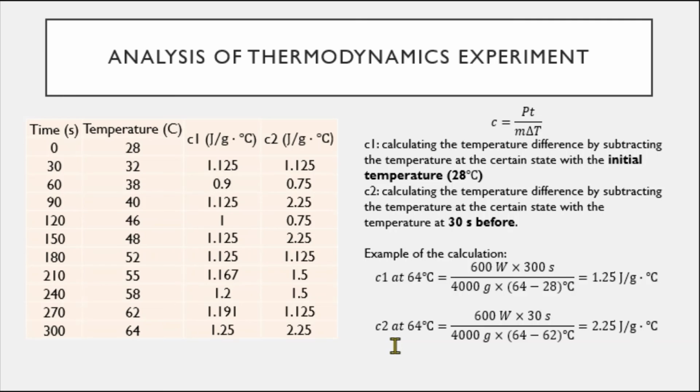And for C2, for the next method, still at 64 degrees Celsius, this is the calculation. The power is still the same, 600 watt, and then the time is 30 seconds because I calculate the temperature difference with the state at 30 seconds before. And then the mass is the same, 4,000 gram, and the temperature difference is 64 minus 62 degrees Celsius, and the value is 2.25 joule over gram degree Celsius.